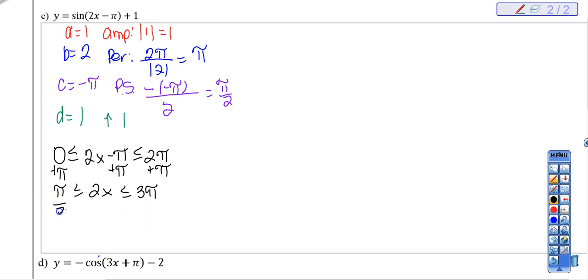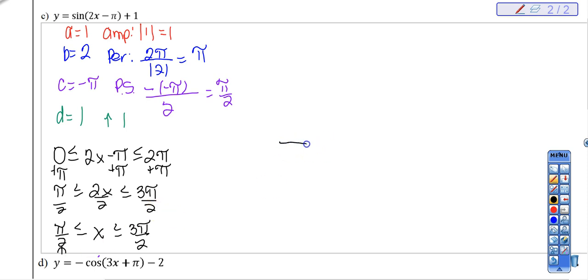Then divide each section by 2. And we get pi over 2, which will be our new starting point for the cycle. And it goes from pi over 2 less than or equal to x less than or equal to 3 pi over 2. So that's definitely a distance of pi between them, for sure, right? From pi over 2 to 3 pi over 2, that's a period of pi. And it's definitely compressed in and shifted. See what our shift is? Pi over 2. So we're shifting from 0 to pi over 2.